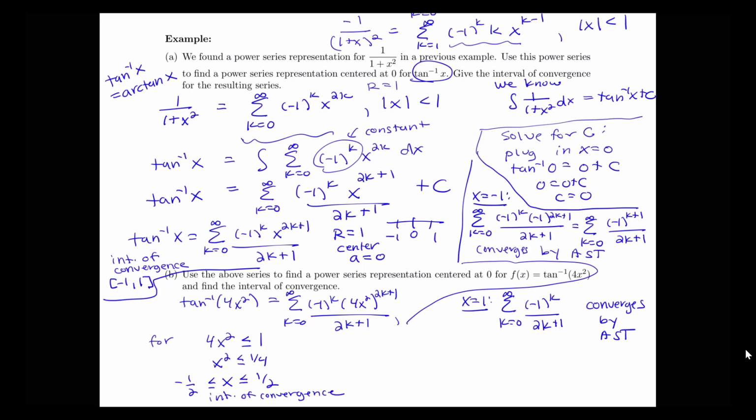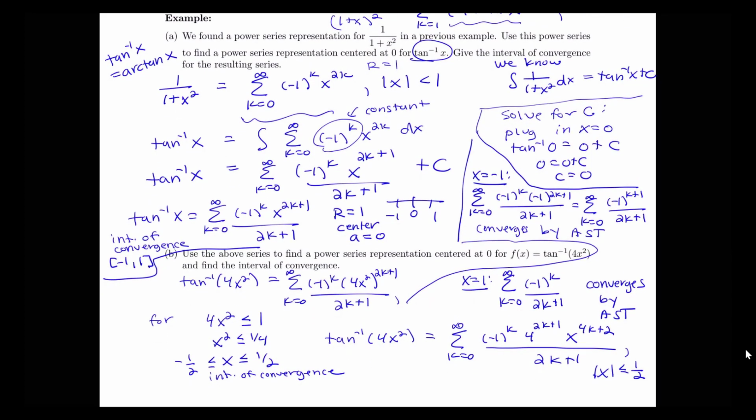Okay. It could also be useful for me to rewrite this series a little bit. So let me go down one more line and say tan inverse of 4x squared here is equal to the sum from k equals 0 to infinity of negative 1 to the k, 4 to the 2k plus 1, and then x to the 4k plus 2 all over 2k plus 1. So I have that where my interval of convergence again is the absolute value of x is less than or equal to a half, or that x is between negative a half and a half. So this would be our final answer here.